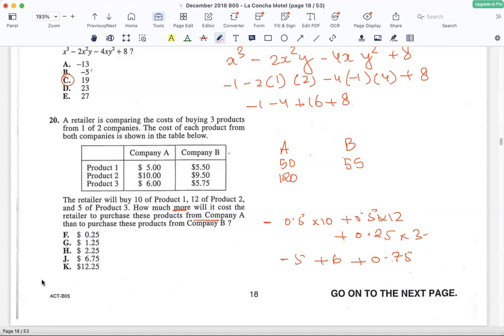Wait, the difference here is minus 0.5 into 10. Here it is plus 0.5 into 12. And here it is plus 0.25 into 5. Sorry, this is 5. So this is 1.25. So 1.25 plus 1, 2.25.